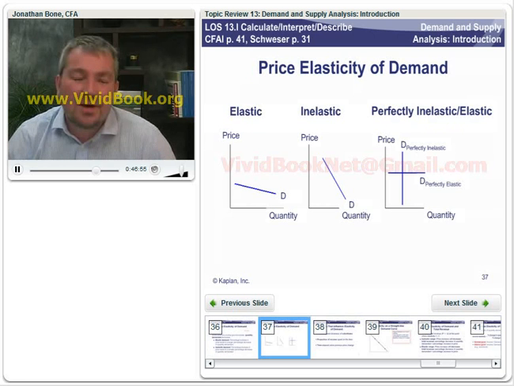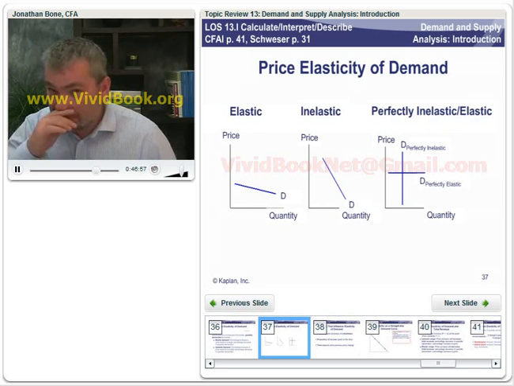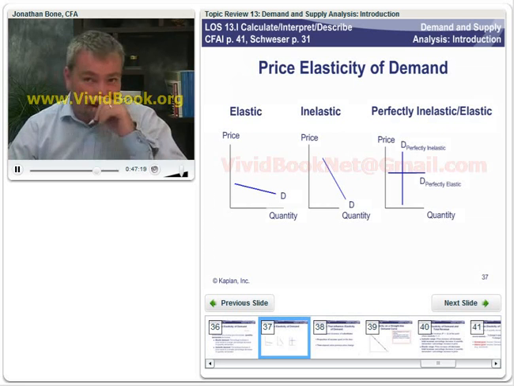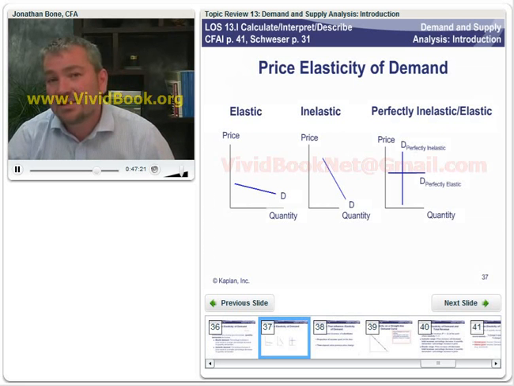Notice in our diagrams, and we kind of talked about this with tax before, elastic gives you a relatively horizontal demand curve because small changes in price lead to large changes in quantity. Inelastic gives you a virtually vertical or more vertical demand curve because essentially large changes in price only have a small impact on quantity. Remember, quantity demanded changes by less as a percentage than price.